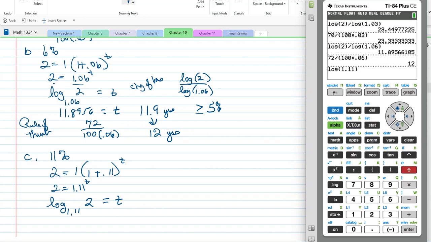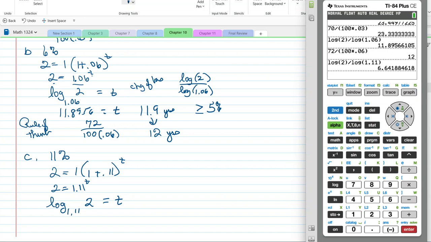Oh, sorry, did I do 2 first? No, I did not. Sorry. Let me clear that. Log of 2 divided by log of 1.11. There you go. Sorry about that. And I get 6.641 years, so t equals 6.641.